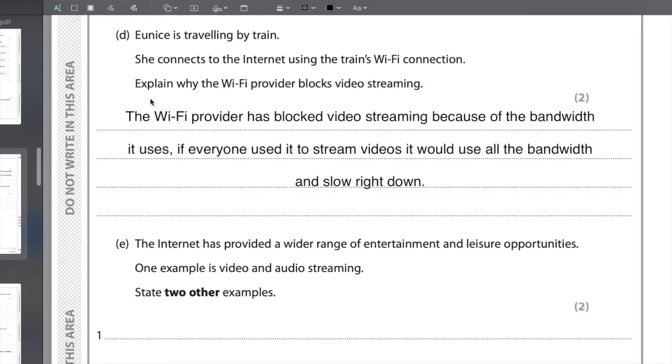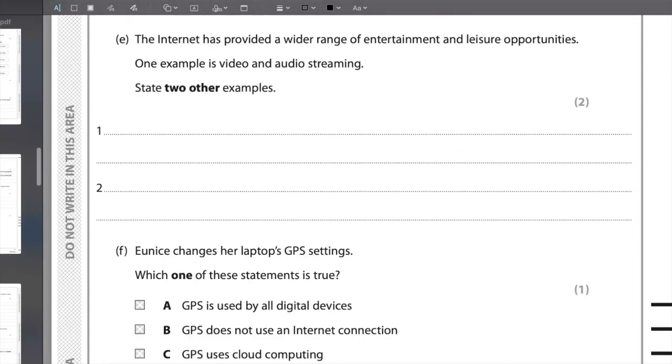So you can see my answer there. The Wi-Fi providers blocked video streaming because of the bandwidth it uses. If everyone used it to stream videos, it would use all the bandwidth and slow right down. E. The internet has provided a wider range of entertainment and leisure opportunities. One example is video and audio streaming. State two other examples. So we're thinking entertainment and leisure.